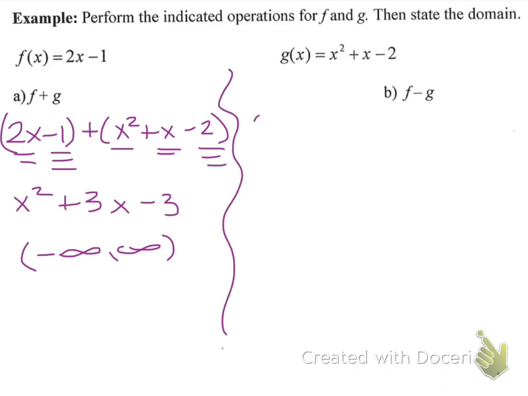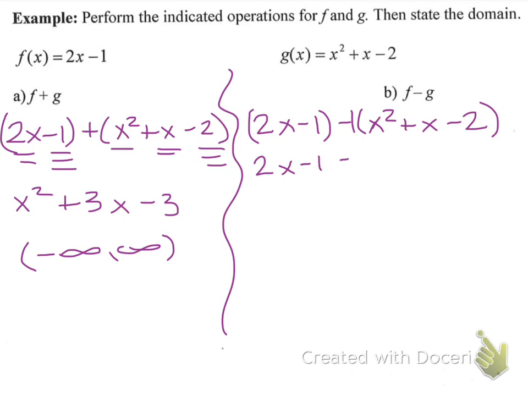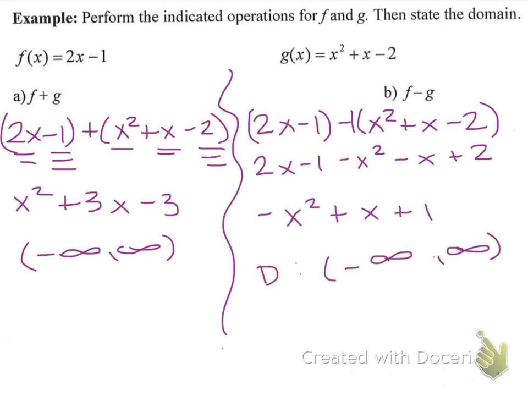So now we're going to do subtraction. So subtraction says I have 2x minus 1, then I'm subtracting the quantity of x squared plus x minus 2. So this time there is a value in front of the parentheses. It's technically a negative 1, so I have to distribute that in. So I'll now have a negative x squared minus x plus 2. And now we combine like terms. So I'll have a negative x squared plus 1x plus 1. Again, there's no fraction or square root. Therefore, my domain is negative infinity to positive infinity.